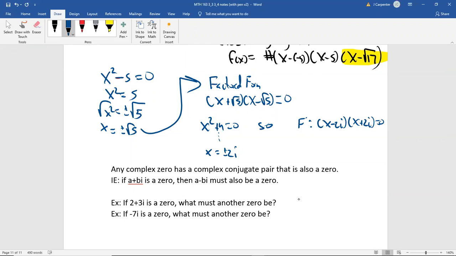So if 2 plus 3i is 0, what must another 0 be? For some reason, somebody tells you 2 plus 3i is 0. It automatically has a brother or a sister. I'm just not telling it to you. Well, that's because they always come in conjugate pairs, so that means that 2 minus 3i has to be a 0. You only change the sign of the imaginary term. So for this other one that only has an imaginary term, negative 7i, you could pretend that's like 0 minus 7i. So the conjugate would be 0 plus 7i, aka just 7i. And that is 3.4.